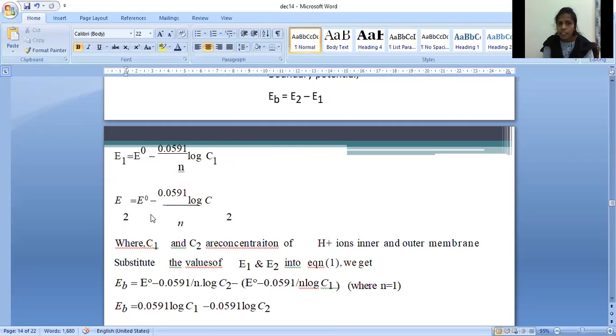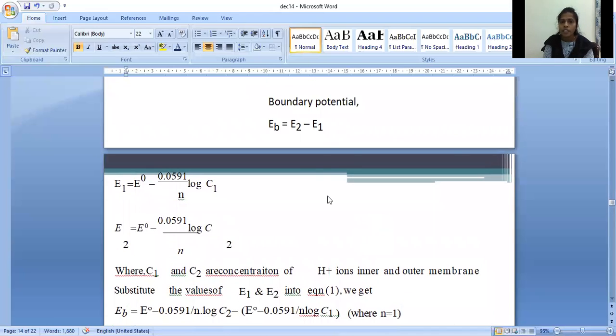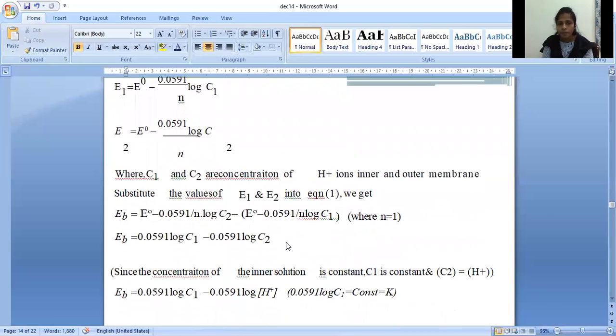Now by substituting these two formulas in this, we will get the potential difference, or the boundary potential. Where C1 and C2 are the concentrations of H plus ions, inner and outer of the membrane. The inner solution has one concentration, the outer solution has another. C1 is the inner solution concentration and C2 is the outer solution concentration. Substitute the values of E1 and E2 in equation 1. When we substitute E1 and E2 here, we will get EB.